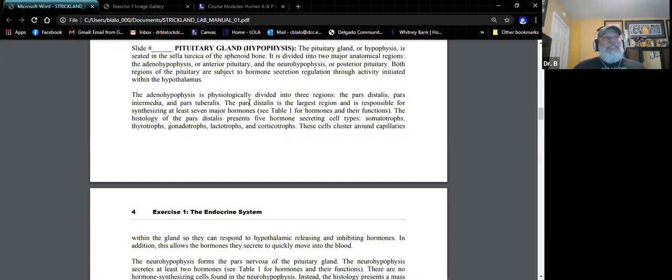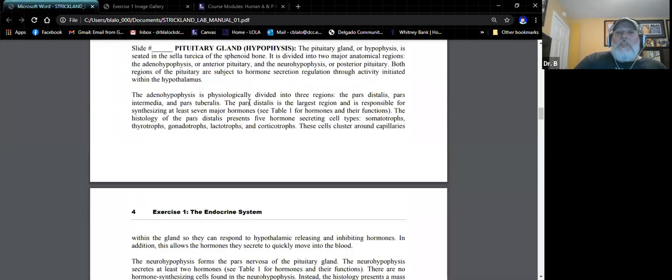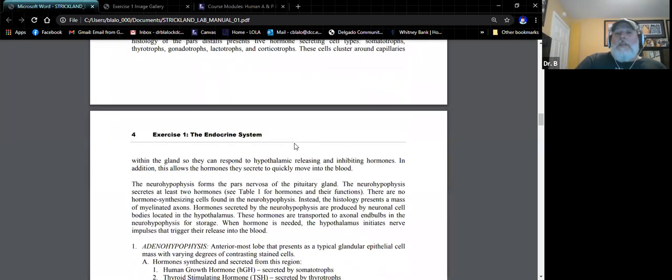Gonadotroph, you would expect that to secrete hormones that were going to target reproductive organs. Lactotrophs, you would expect to target tissue responsible for lactation. And corticotrophs, you would expect to be responsible for cells associated maybe with the adrenal gland, okay, or with the skin. So we're going to identify the hormones that come from these 5 different types of cells as they relate to the adenohypophysis.